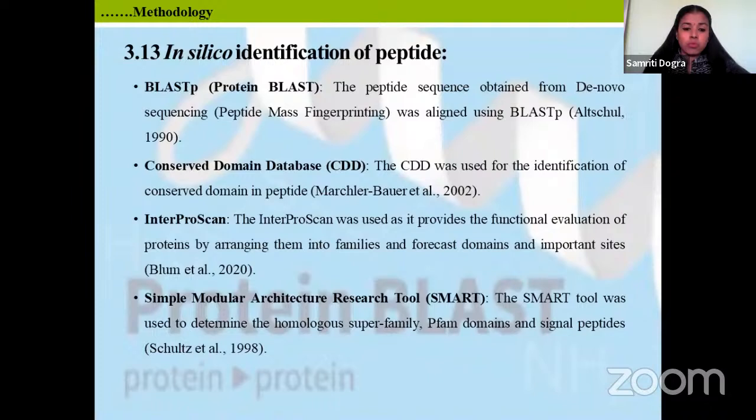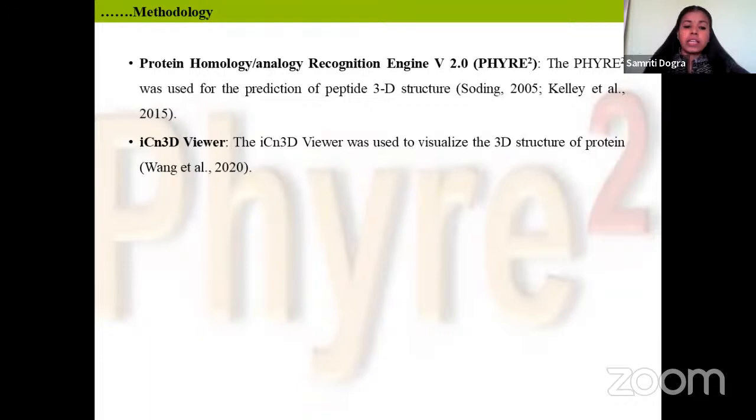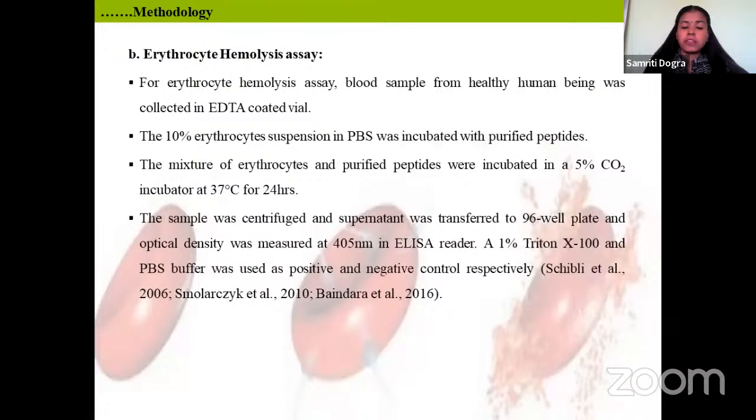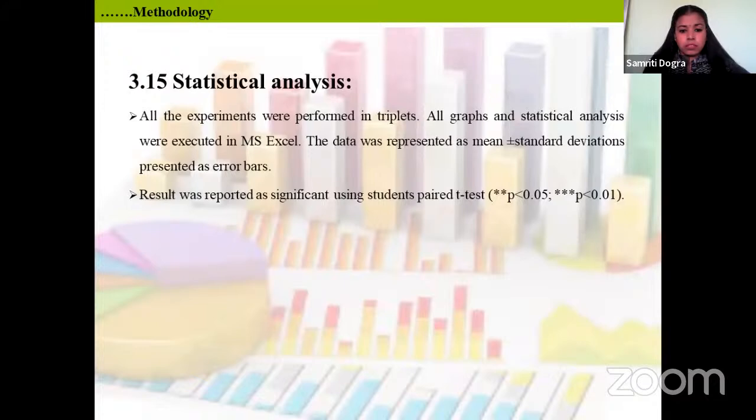Tool. These are all the tools. Then protein homology and protein recognition, PIR2, then the iCn3D viewer. These are all the tools which I used for the in silico identification. Then biological assay using standard protocol for MIC determination and for the erythrocyte hemolysis assay. So stats will be there.